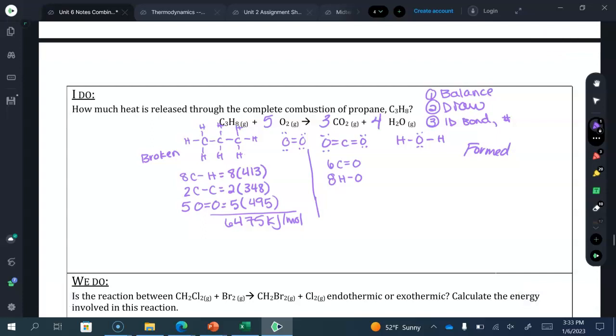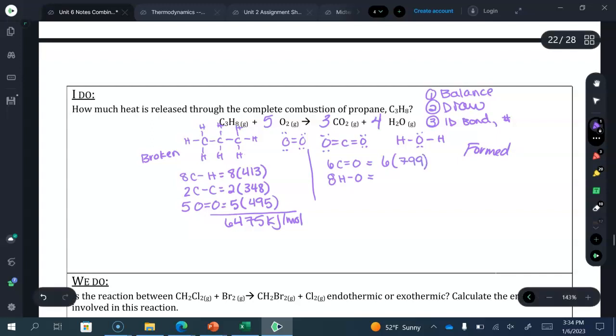So let's look at our bonds formed. 6 times the bond energy for carbon dioxide, or C double bond O, is 799. And then 8 times the bond energy for the OH bond is 463. So then we do the same thing and add them here, and you should get 8,498 kilojoules per mole.